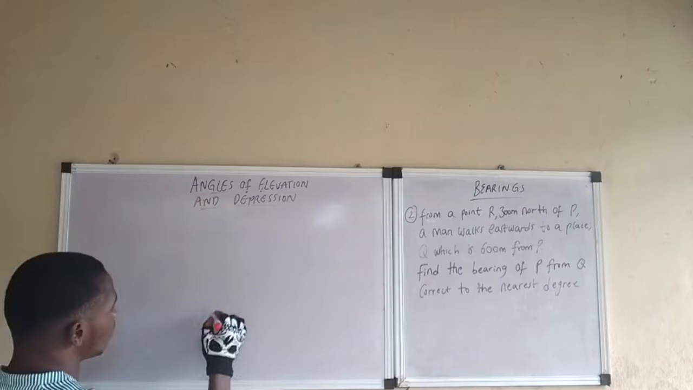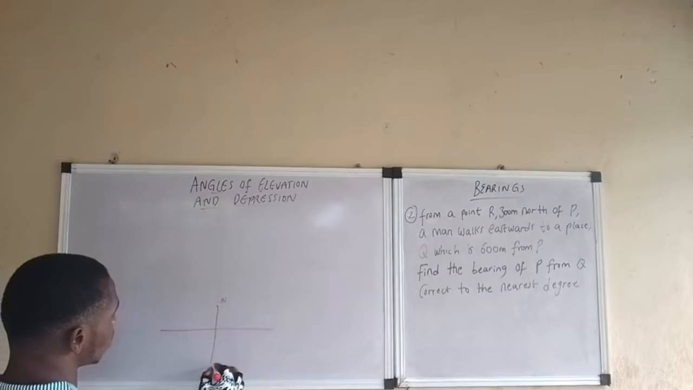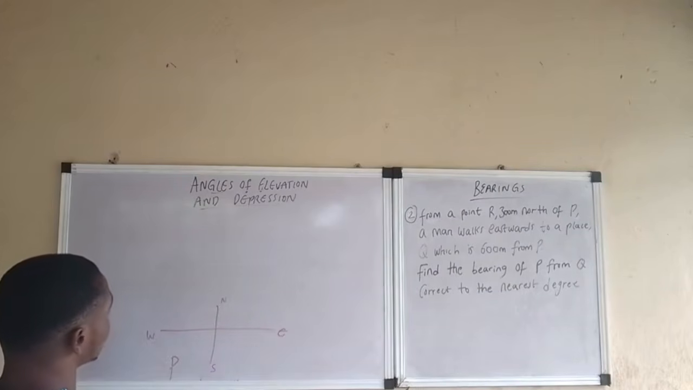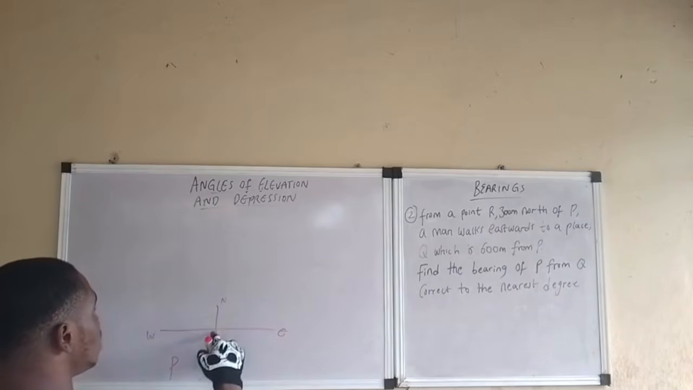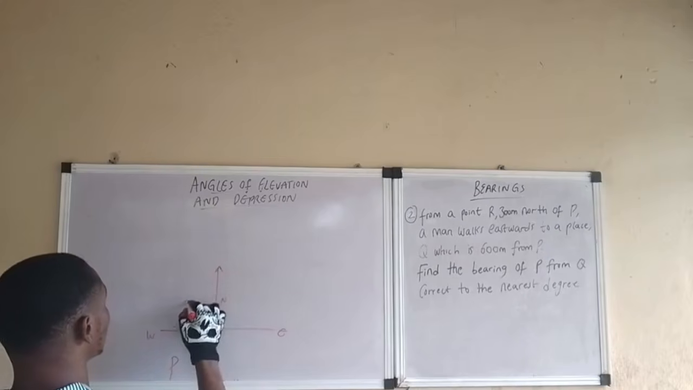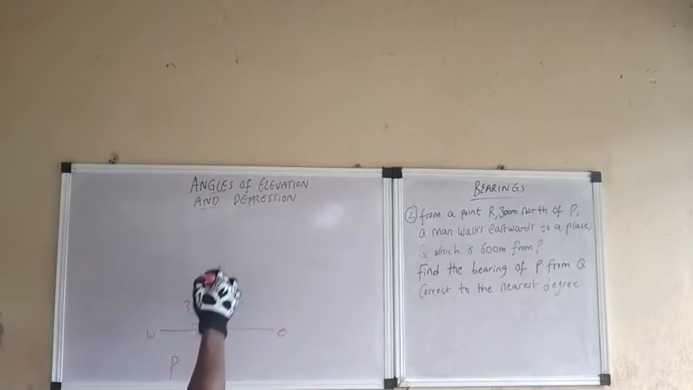So if this is point P, with north, south, west, east, and point R is what? 300 meters north of point P. So this is north of point P. Let's just say this distance here is 300 meters. All right, and this is where point R is.